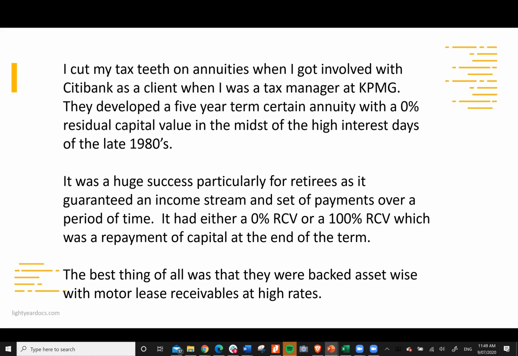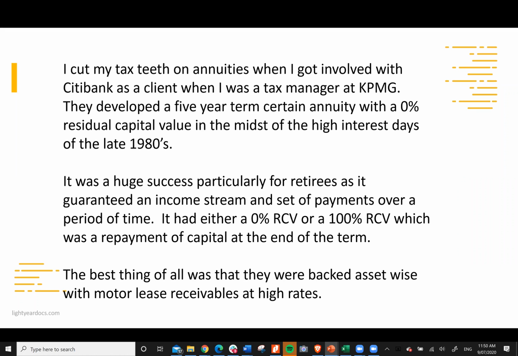But anyway, one of the areas there is one of my clients. I was in the banking and finance division, not the superannuation division, but the banking and finance. And one of my clients was Citibank, and they had come up with an idea, and they just started up a Citicorp Life, so it had a life insurance registration. So what they developed was a 5-year term certain annuity with a 0% residual capital value.